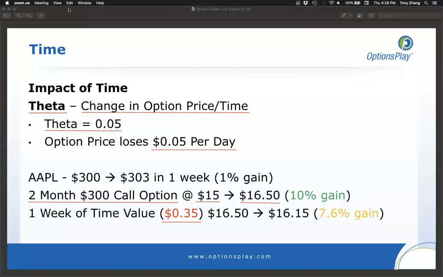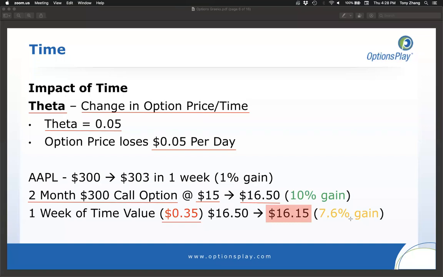So that's how we know the ending value of our option goes from $15 to $16.50, and then from $16.50 down to $16.15, which is a 35-cent loss from the $16.50, which means our total gain at the end of this 1 week is about 7.6%.